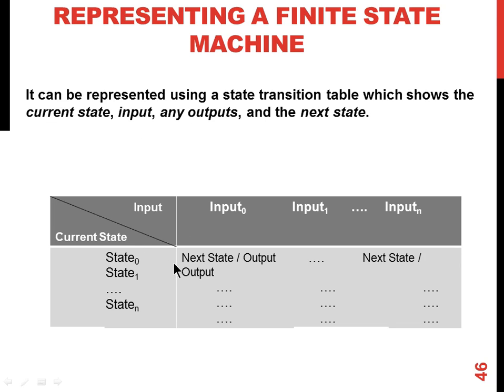This is a state table. This is a state diagram. So this is a simple FSM with two states. So state 0 and state 1. It will go back and forth between state 0 and state 1 depending on the inputs.